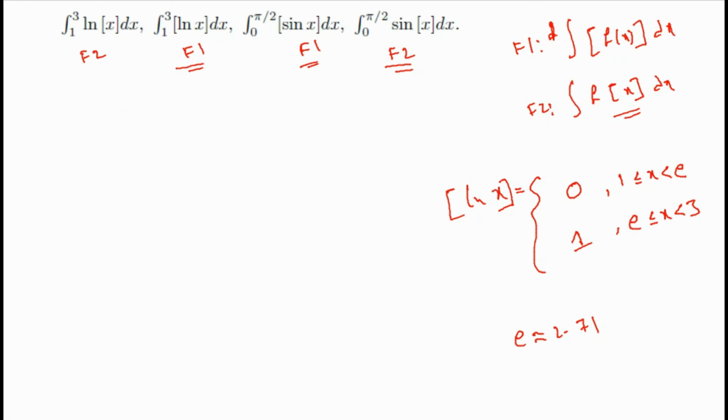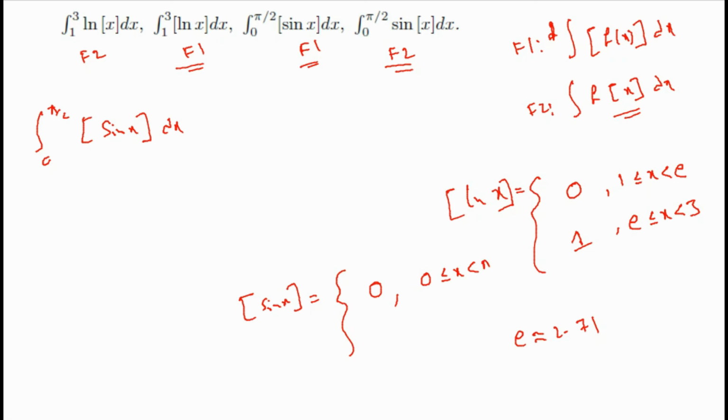The next problem is the integral from 0 to pi by 2 of [sin x] dx. From 0 to pi by 2, the value of sin x is less than or equal to 1. So for 0 ≤ x < pi by 2, [sin x] will be 0, and ultimately this value will be 0.